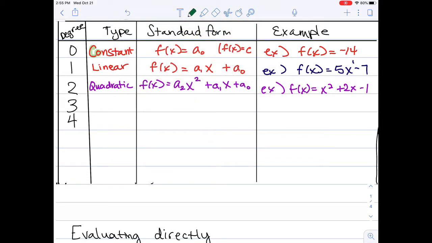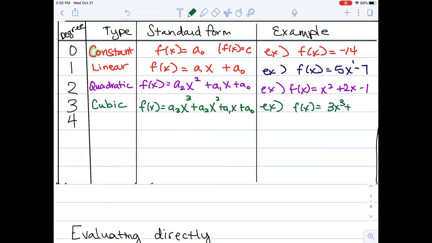Let's look at the third power, or the degree of 3, which is a cubic function. And the way that we'd write that is a sub 3 coefficient times x to the third, a sub 2 coefficient on x squared, a sub 1 coefficient times x to the 1, which is just x, plus that constant term. So for example, you could have f of x equals 3x cubed plus 2x minus 1. That would be a cubic function, again, because your highest exponent is 3.